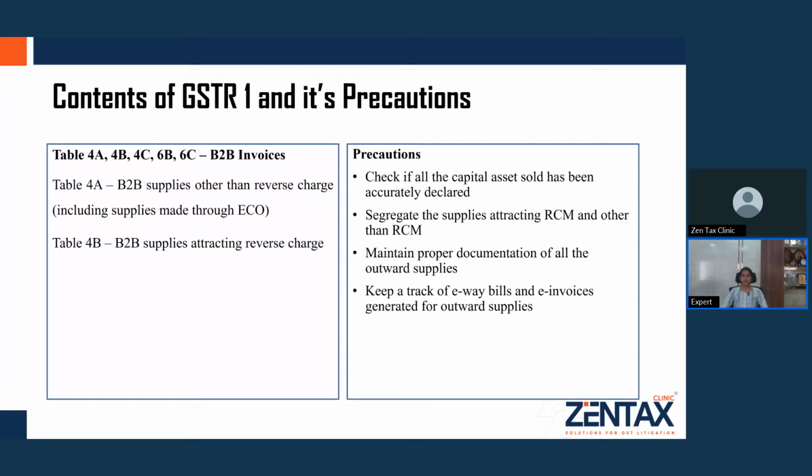Because the department also scrutinizes the turnover reported in the e-way bill and the turnover declared by the registered person in his GSTR-1. So a prior reconciliation of the e-way bill and invoice or e-invoice helps the registered person mitigate the risk of litigation in the future period.